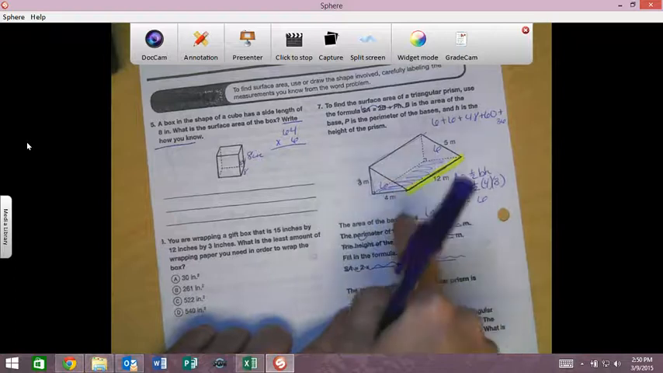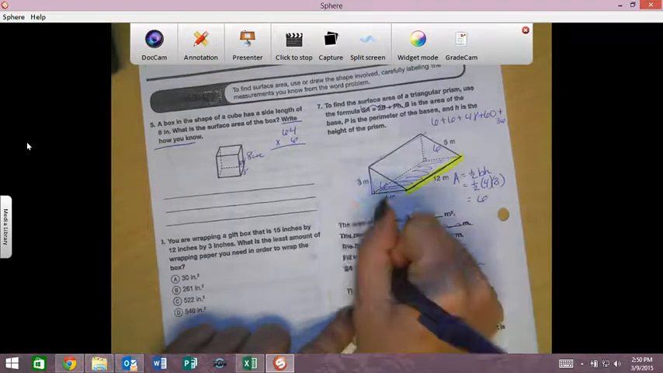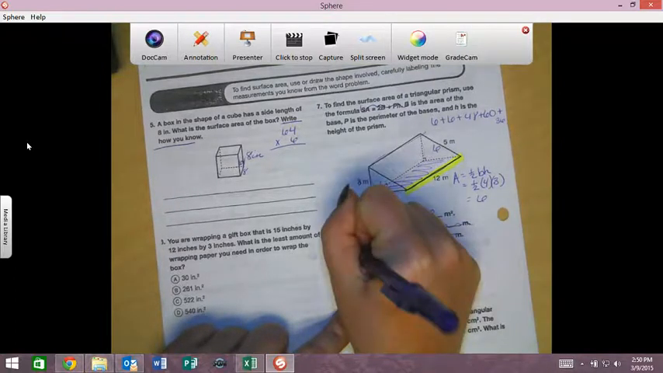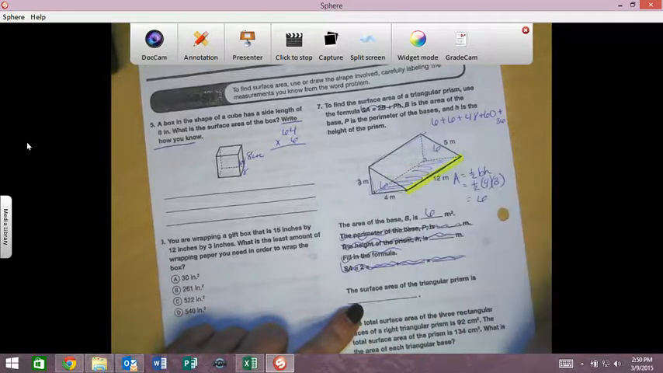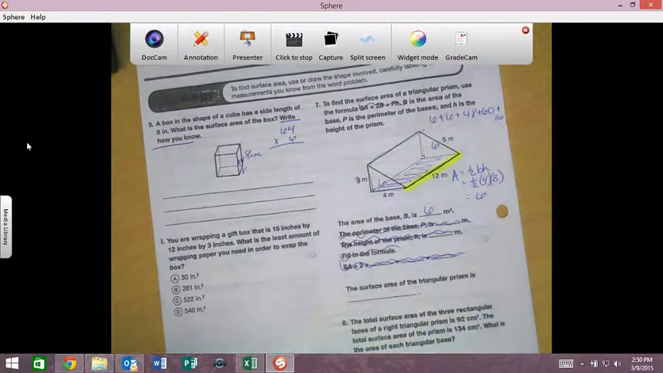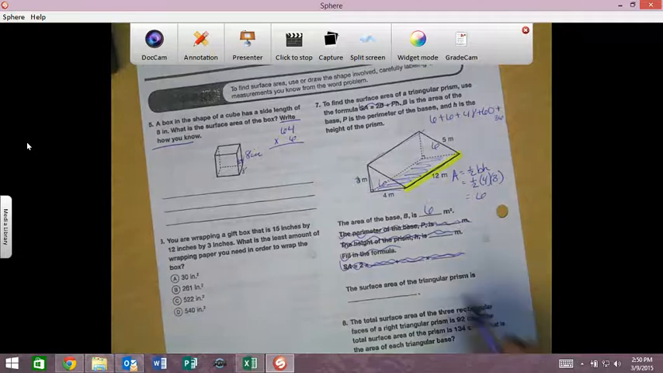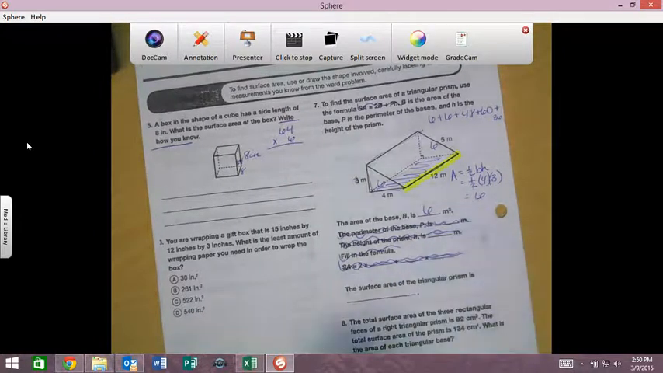Ignore the formulas. Do not worry about any of this stuff that I scratched out right here. You will not find surface area using formulas until next year. This year, we're just focused on finding the area of each individual piece and then adding them together.